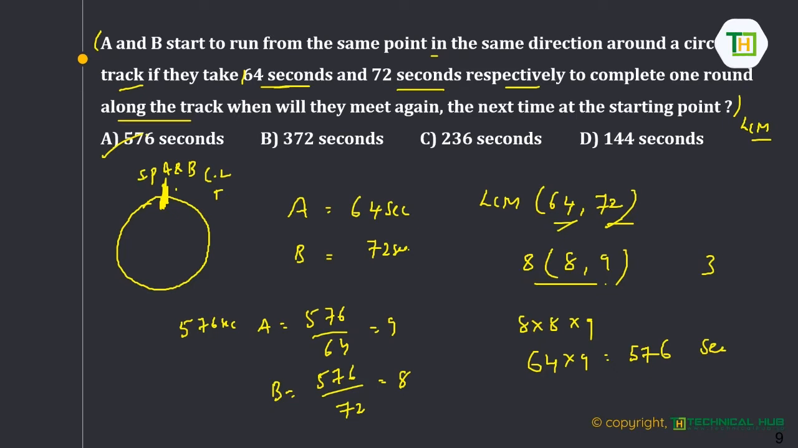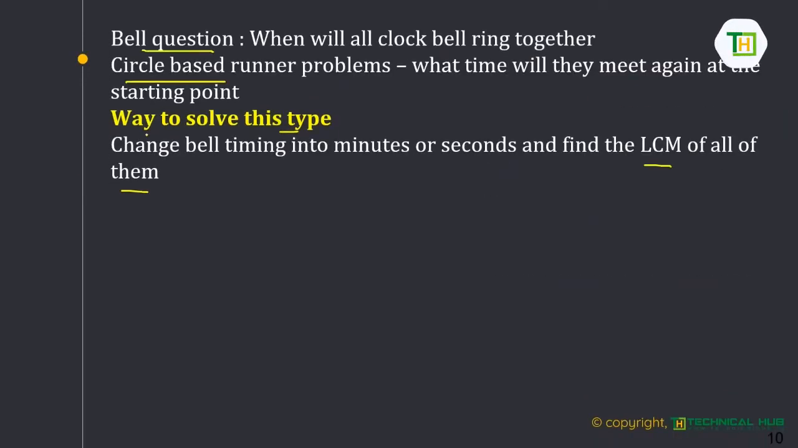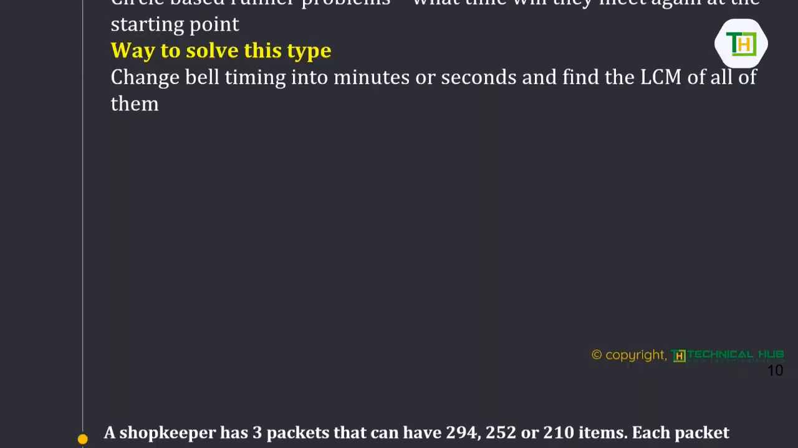You can apply this to bell questions also. Three bells are there, and they ring every 10 seconds, 15 seconds, and 30 seconds respectively. At what time will they ring together? Or three traffic lights are there, and they blink at 10 seconds, 15 seconds, 20 seconds. Like that, traffic light questions, bell questions or circular-based questions are all related to LCM applications only. Just apply the LCM of the given numbers and you will get the answer. Okay, moving to the next question.